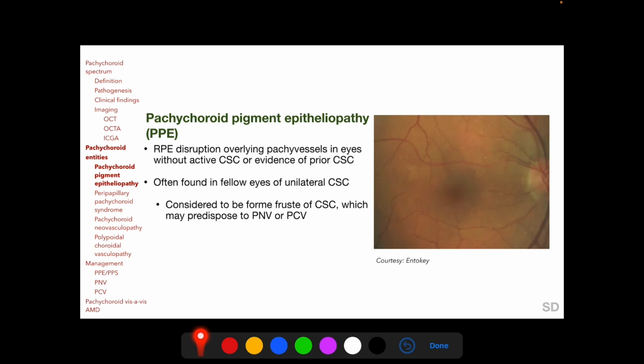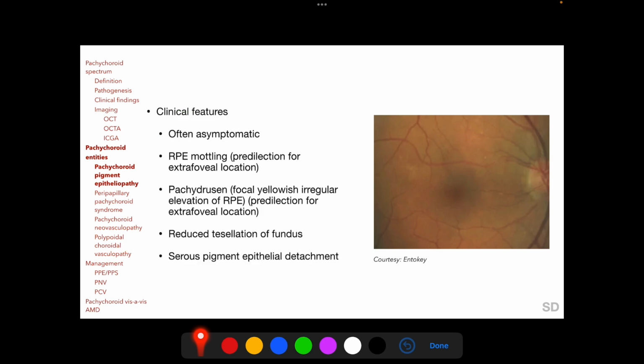Pachychoroid pigment epitheliopathy is often found in fellow eyes of unilateral central serous chorioretinopathy, and so pachychoroid pigment epitheliopathy is considered to be forme fruste of central serous chorioretinopathy and may predispose to future development of pachychoroid neovasculopathy or polypoidal choroidal vasculopathy. Pachychoroid pigment epitheliopathy is often asymptomatic, and on clinical examination, RPE mottling as seen here in this photograph and pachydrusen, which are focal and isolated yellowish irregular elevations of RPE, as seen here in this photograph, are found.